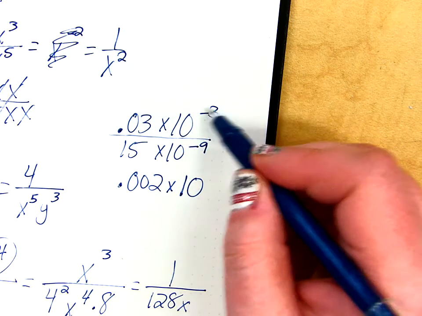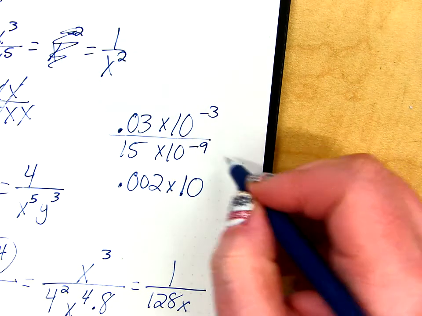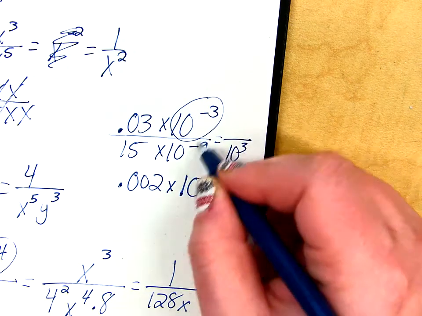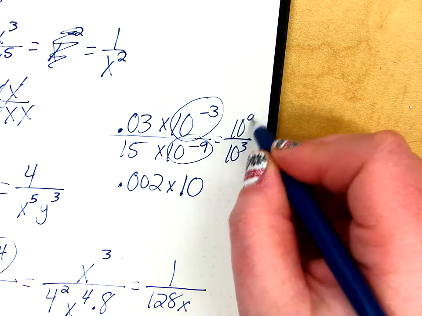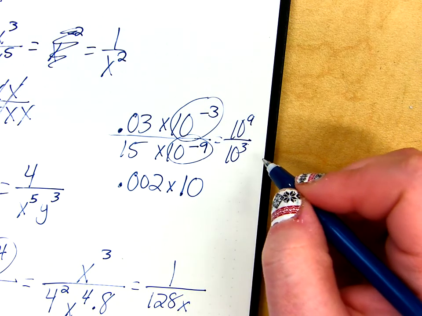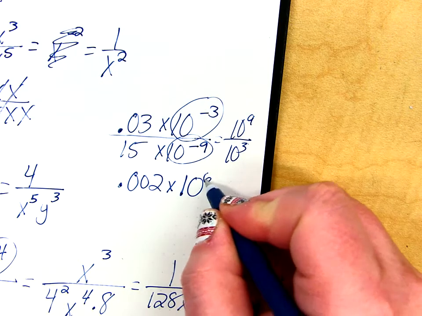Well, think about what's happening. This guy would move downstairs, right? So I'll write it. Yes, he's going to move downstairs. He's going to move upstairs. So now I have 9 over 3. So there's 9 on top, 3 on the bottom, which means I have 10 to the 6th on top.